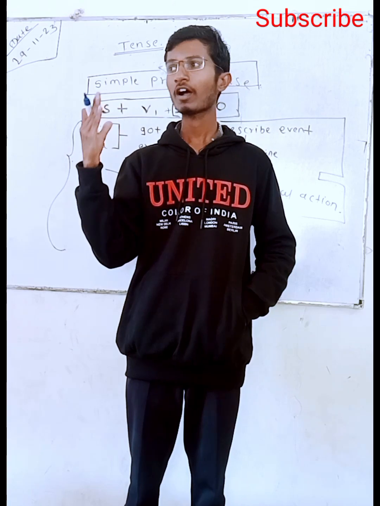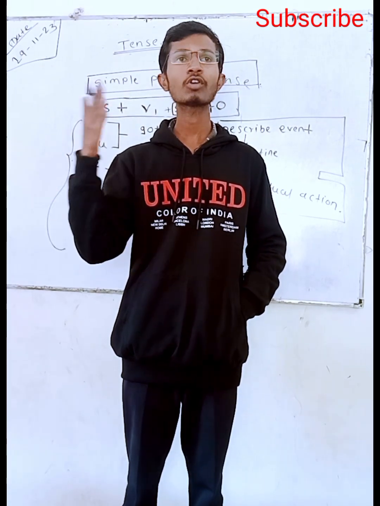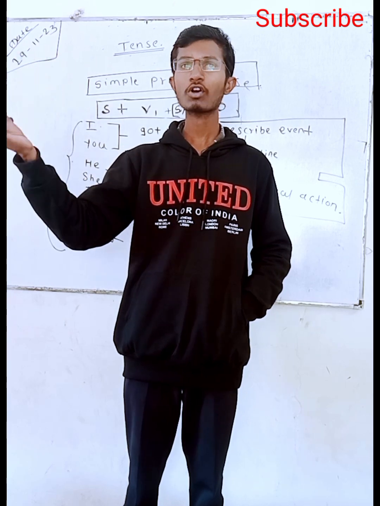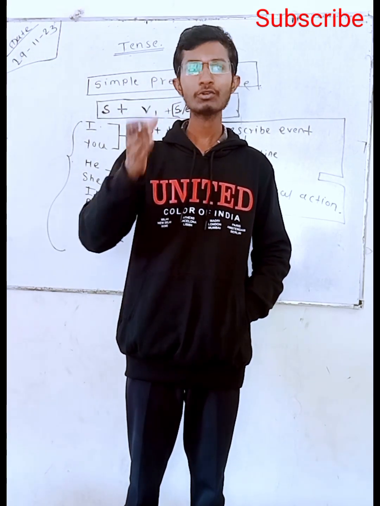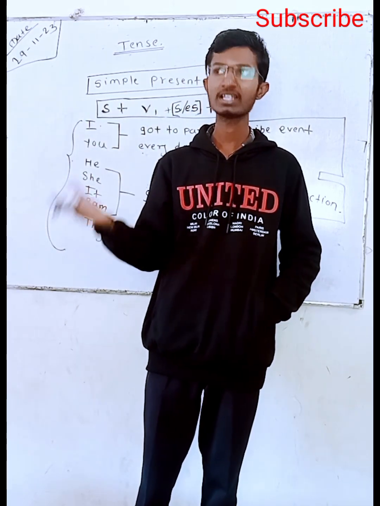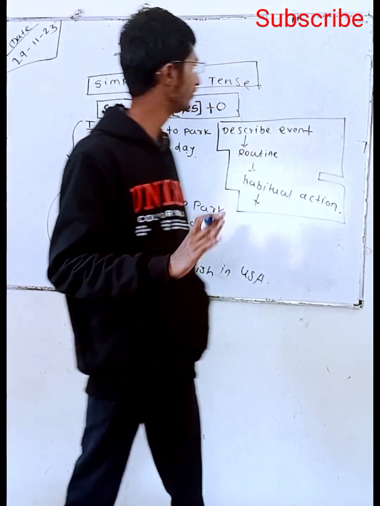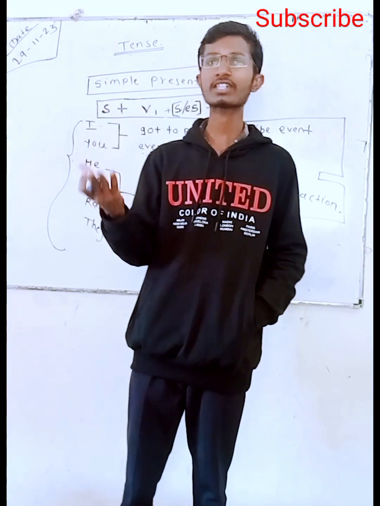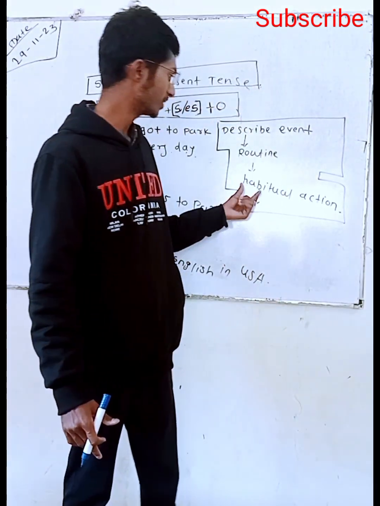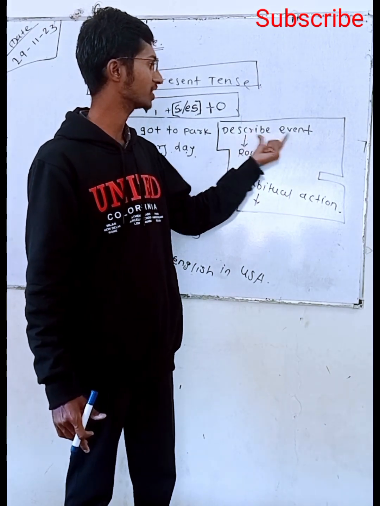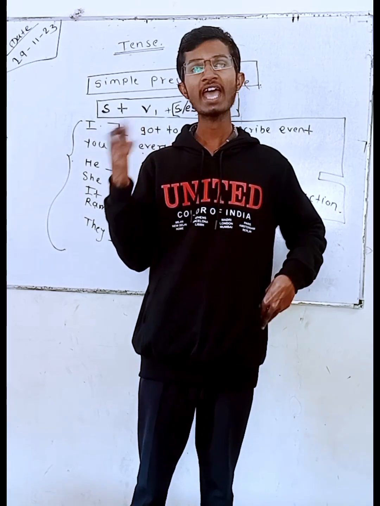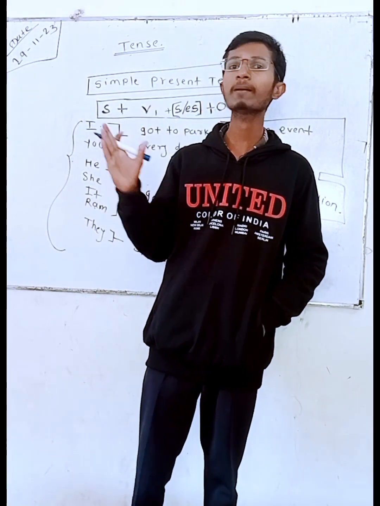Another activity, suppose you are going to the canteen. There I will take some chocolate, but this is the future tense, meaning will come. This is called the future tense. But the simple present tense is very simple because we describe routine actions, habitual actions, and events. This is called the simple present tense.